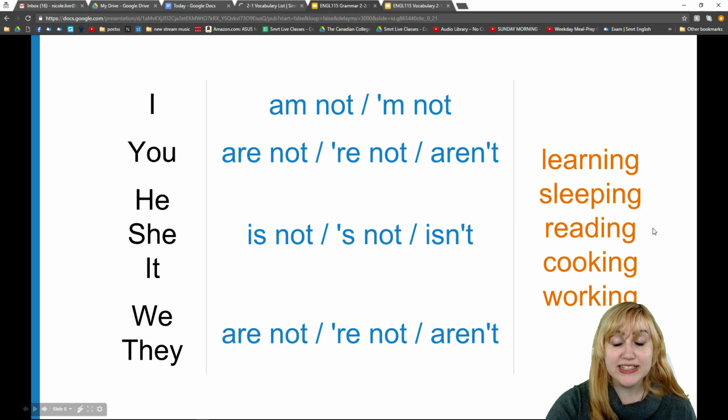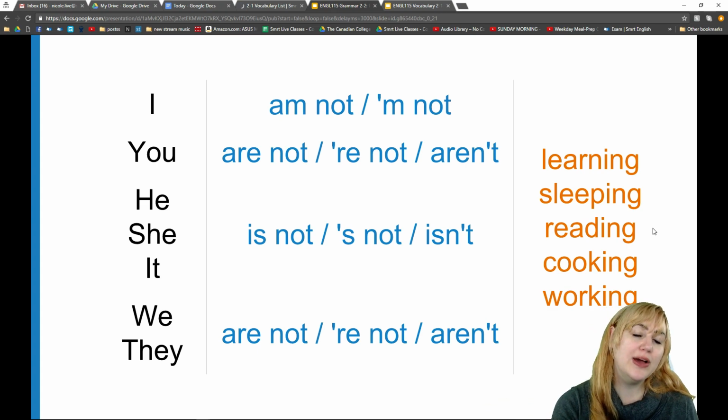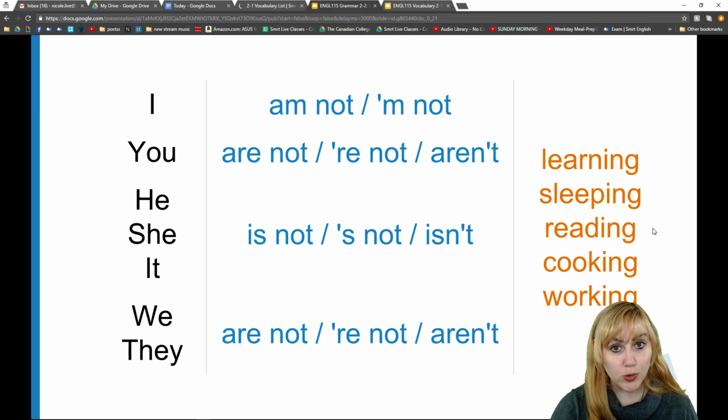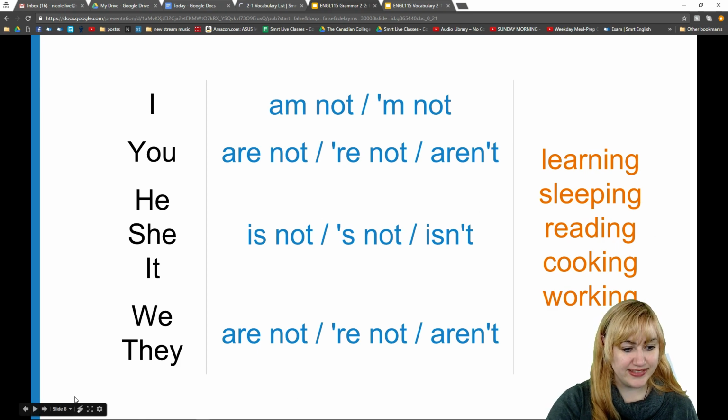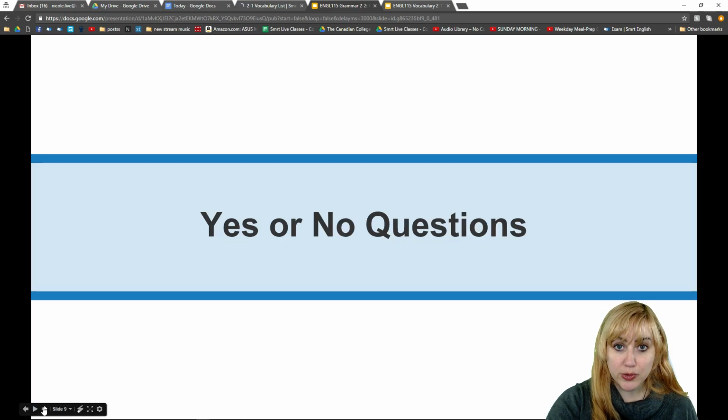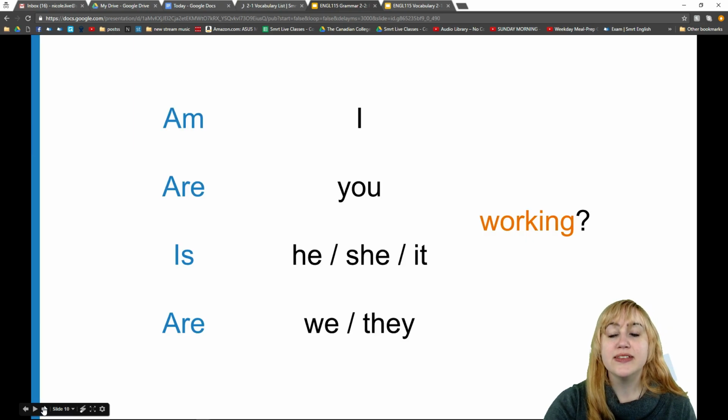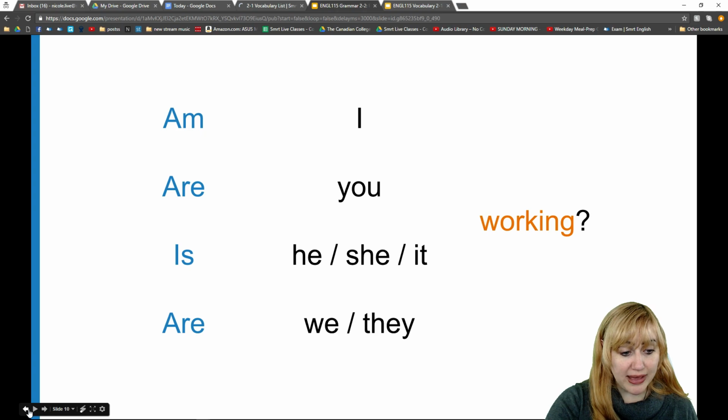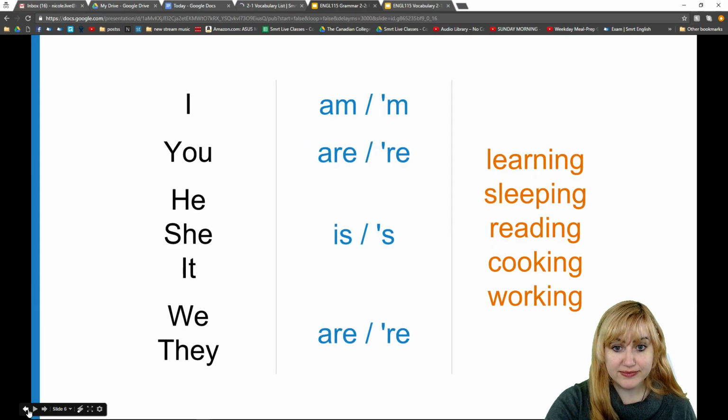Okay, we just have one more thing to talk about for form, and that's questions. Well, questions and their answers, of course. They're short answers. So let's start with yes or no questions. Here we go. All we do is we switch how we make the positive sentences. So let's go back to the positive for just a moment. So positive sentence, we say, I am, you are, he is.